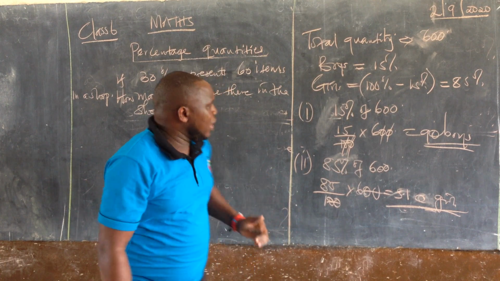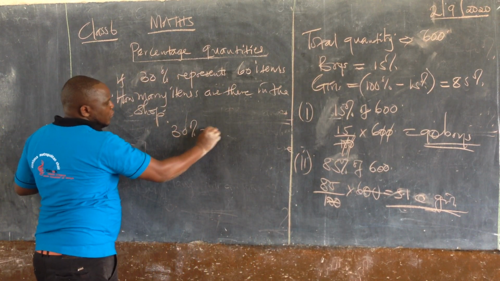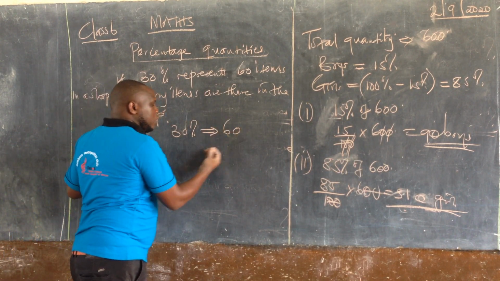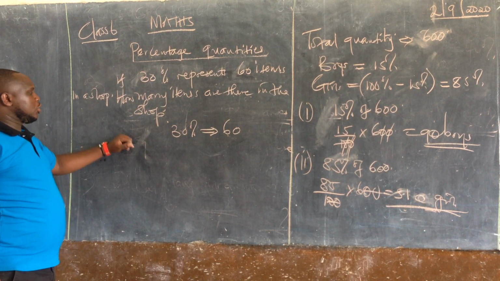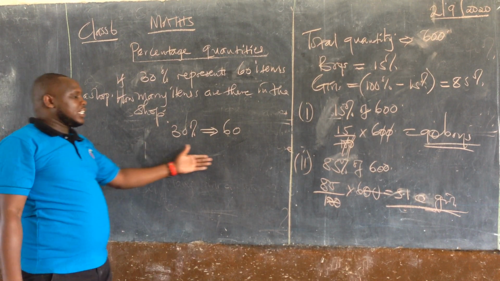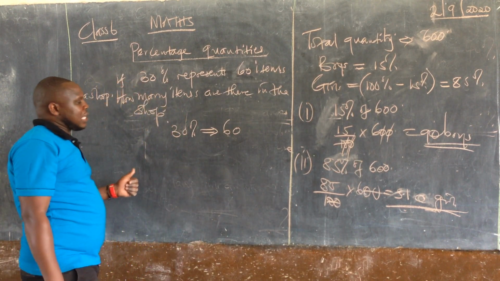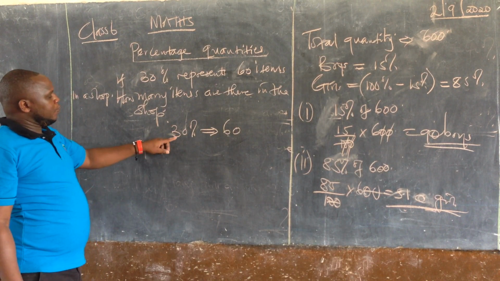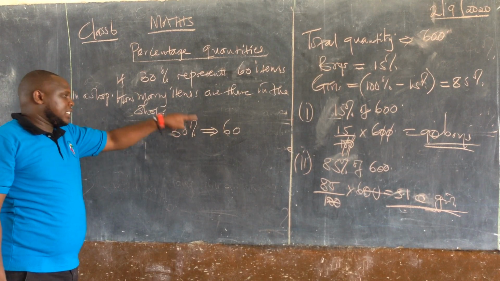And so we are going to say that the percent you are given here represents only 60 items. You have the quantity. Now the question is, how many items are there in the shop? Meaning that you can still get 100%. You want to know when the shop is full, how many items are always there. So there is a deficit here in our percentage. We need to complete this to make 100%.